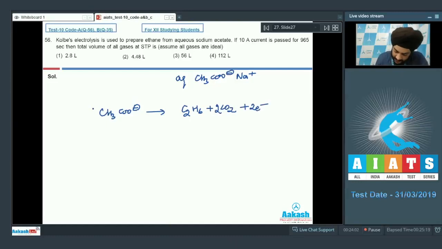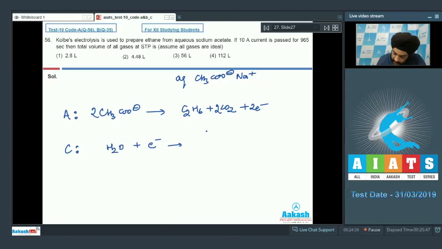So this reaction will be happening at the anode. There will be a loss of CO2 first, and the carbon ion generated will undergo oxidation to form CH3 radical, and the CH3 radical will dimerize to give us C2H6. Now if we talk about the cathodic reaction, Na⁺ will not get reduced in presence of aqueous medium. It will be H2O which is going to get reduced.